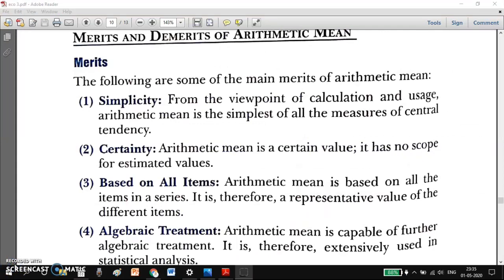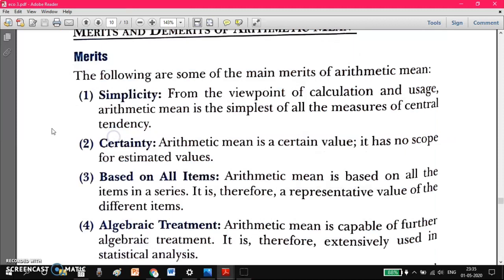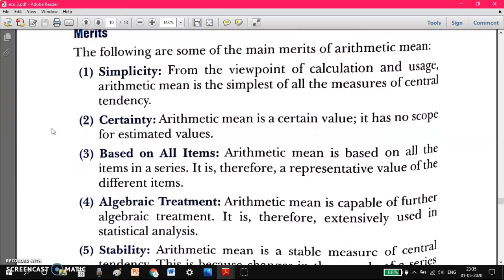Now we are moving on to the merits and demerits of arithmetic mean. First, simplicity. From the viewpoint of calculation and usage, arithmetic mean is the simplest of all measures of central tendency. So simple है, as you know that there is a single formula which we are often using, that is direct method. Just उसमें सिर्फ एक simple division होती है. ठीक है. So arithmetic mean central tendency के जितने भी formulas हैं उसमें से सबसे easy है.